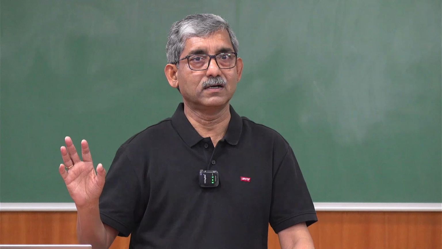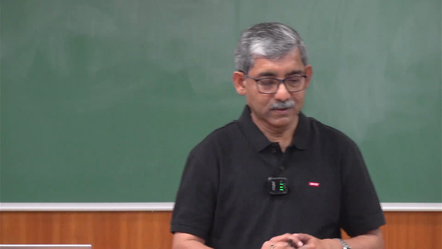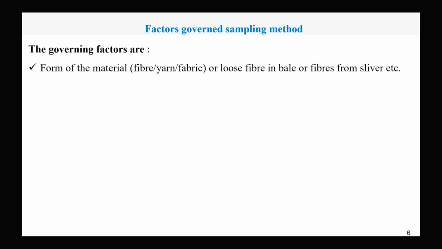So the factors which govern the sampling are, we are discussing only textile material. The first is the form of material. There are different sampling procedures. If we want to test the fiber, our sampling technique will be entirely different than when we have a yarn sample or fabric sampling. If we want to test fabric strength, the sampling method will be entirely different than if we want to test the yarn strength or fiber strength.